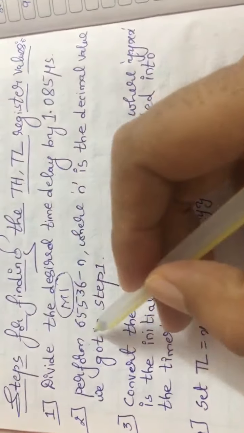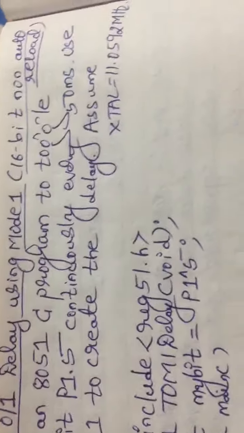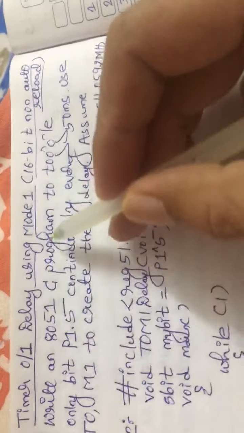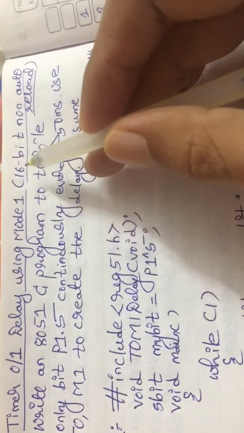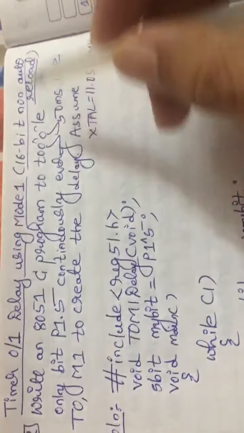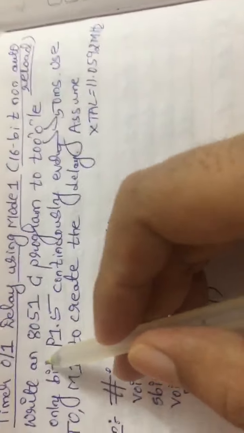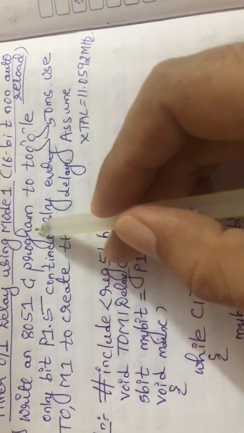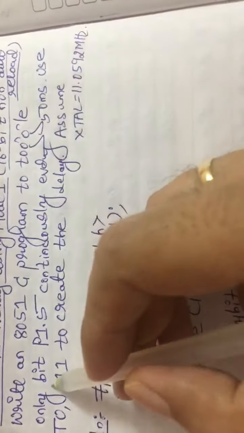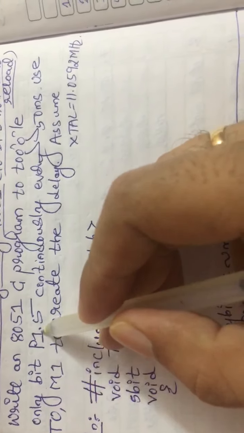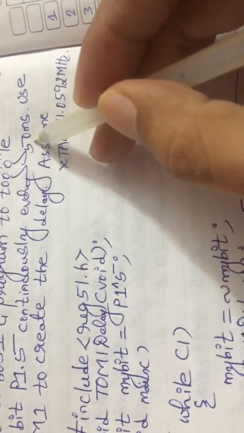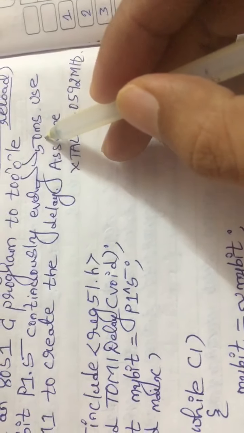So these four statements will be more clear if I take the next example, that is timer 0 delay using mode 1. Mode 1 is the 16-bit timer mode. Now I will read the problem statement here. Write an 8051 C program to toggle only a single bit, that is the fifth bit of port 1, continuously every 50 milliseconds.